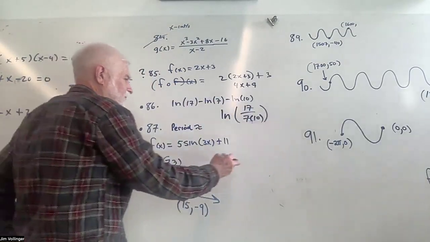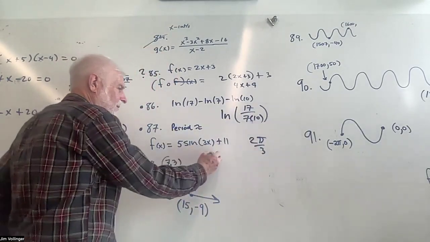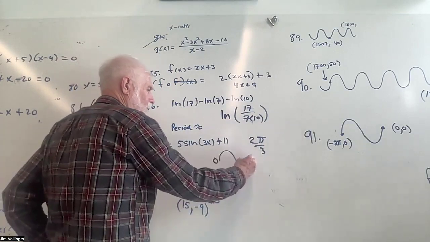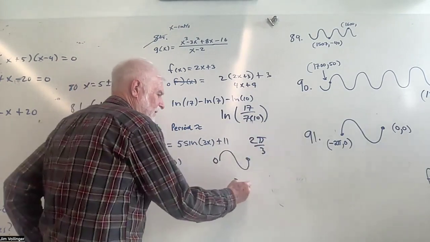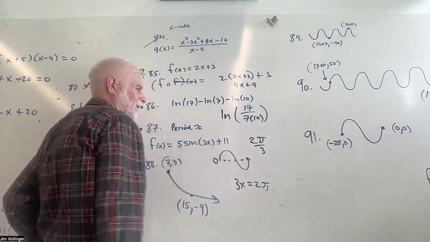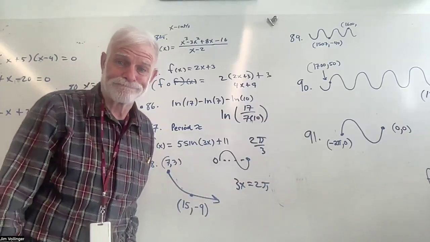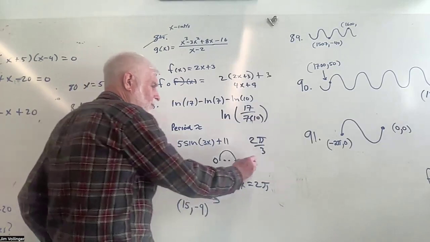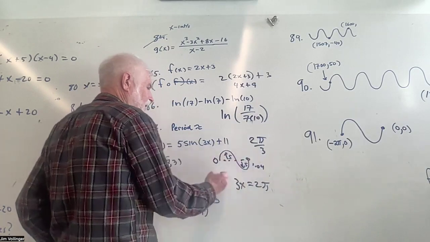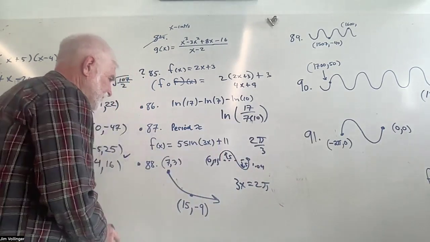What's the period? 2 pi over 3. That's the period. So where am I starting from? 3x equals 0. Sine function. Where am I finishing? When 3x equals 2 pi. Oh, yes. 2 pi over 3. Approximately what? 1.04 radians. So about 1.04 here. We've got something that's going up 5 and down 5 from a height of 11. Might as well get the whole graph, right? All right, so that's that one.